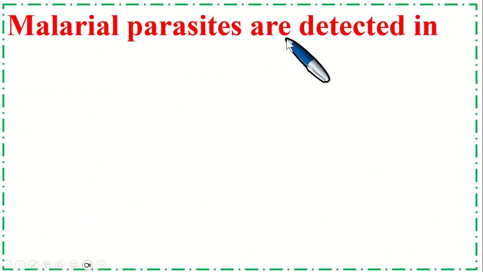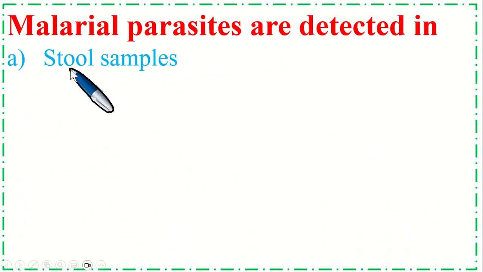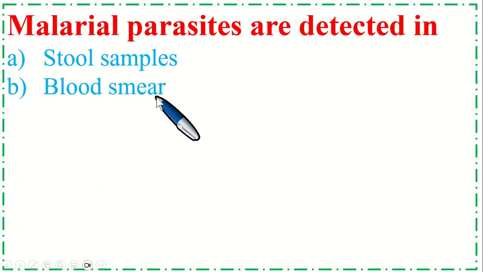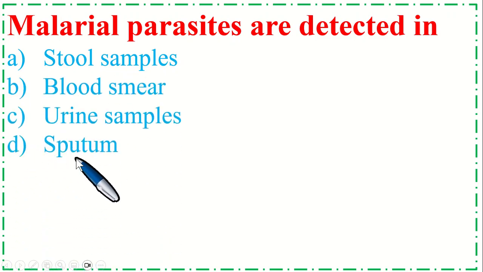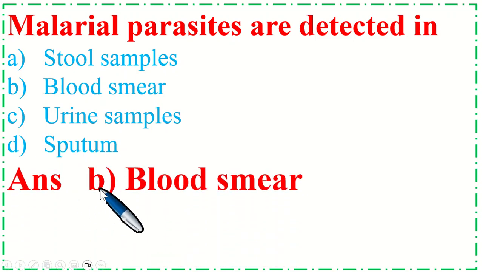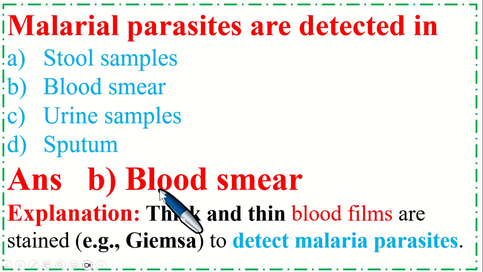Malarial parasites are detected in option A stool sample, B blood smear, C urine sample, and option D sputum. So the correct option is B, blood smear. Explanation: thick and thin blood films are stained with Giemsa to detect malaria parasites.